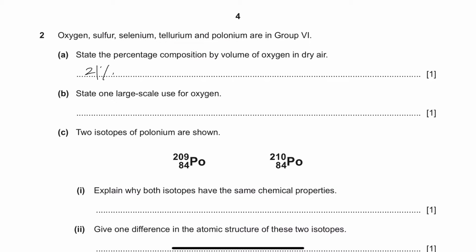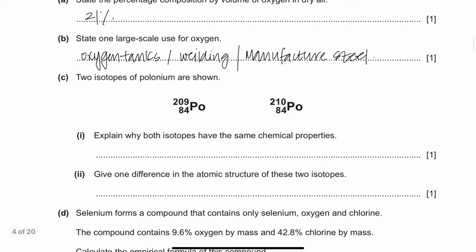Now, state one large scale use of oxygen. So we did that. The oxygen किस में use होते हैं? We said कि oxygen is used in like oxygen tanks. It's also used in your welding में इस्तेमाल होता है. हमने ये सारा कल किया था, right? And it's also used in the manufacture of steel. So many other uses, right? So you can write either or. These are the 3 which I taught you guys.